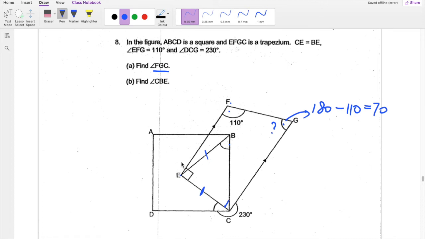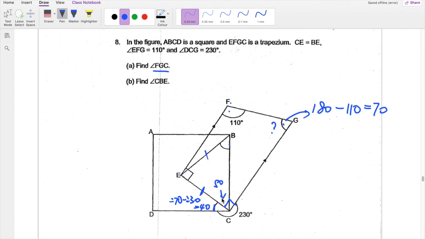We know that because it is parallel, this is a right angle, right? This is a right angle. And he says DCG is 230. Then we can calculate this angle, right? The total angle here is 360, then with the 90 here, this is 270. So this angle is 270 minus 230, equal to 40 degrees, right? Then this angle would be a right angle minus 40, so it's 50, right?